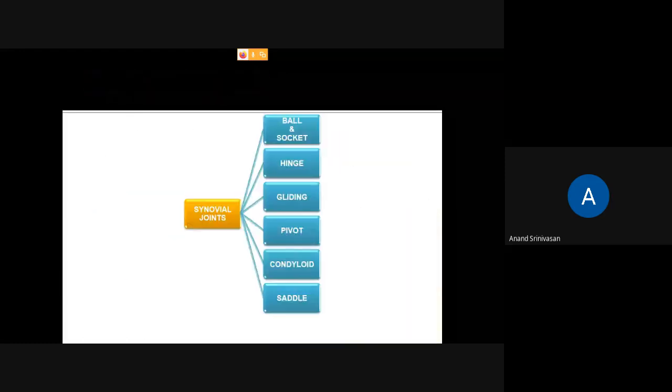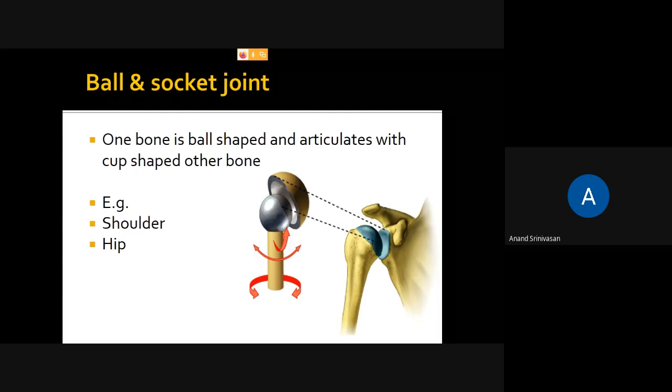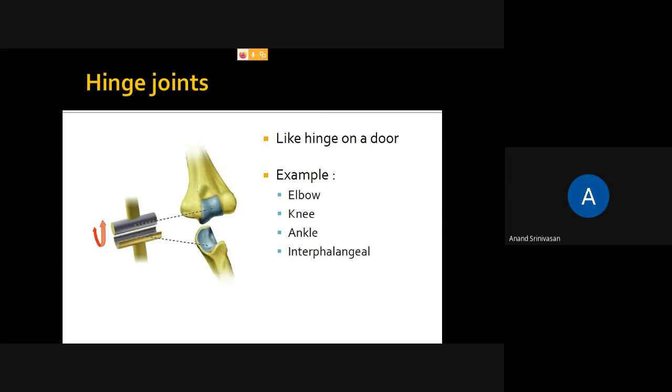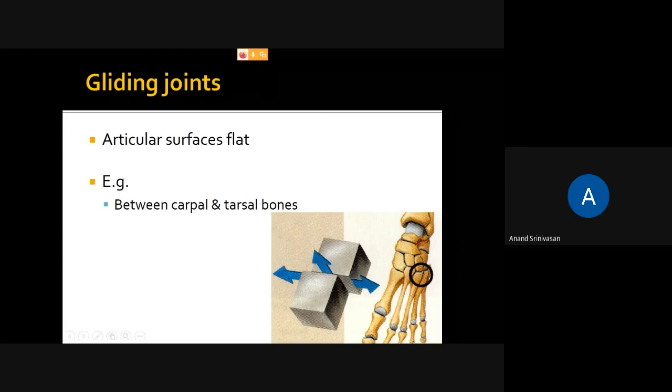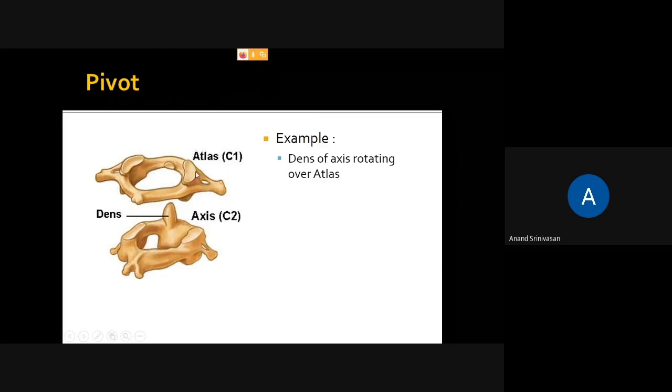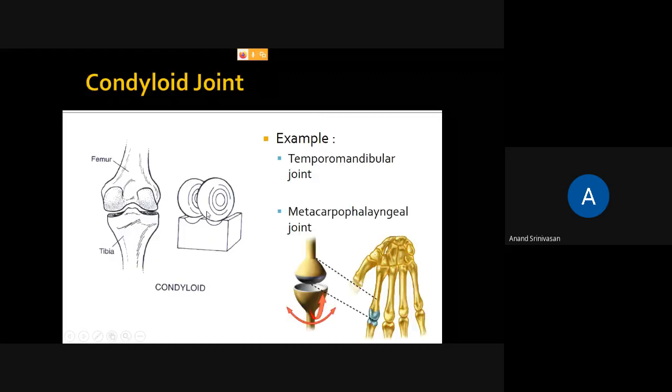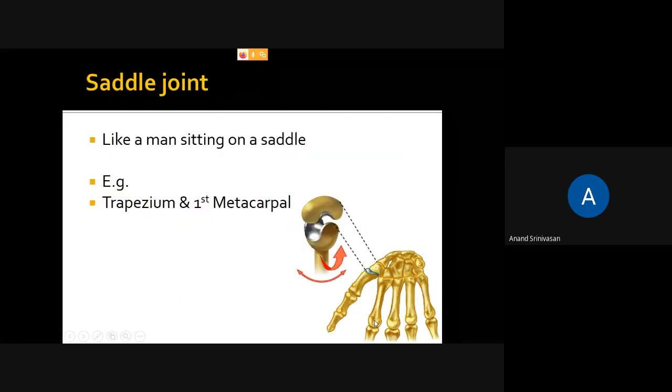Once again, let's see the different types of joint. Ball and socket joint, example shoulder and hip. Hinge joint: elbow, ankle, knee, and interphalangeal joints. The gliding joint between the carpals and tarsal bones. The pivot joint between C1 and C2. The condyloid joint present in the temporomandibular and metacarpophalangeal joint. And lastly the saddle joint between the trapezium and the first metacarpal.